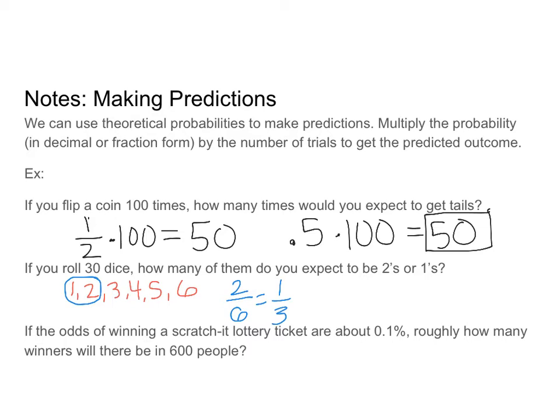And if we're rolling 30 dice, then about 1/3 of the time would be ones or twos, which would be about 10. So 1/3 times 30 would give us 10.